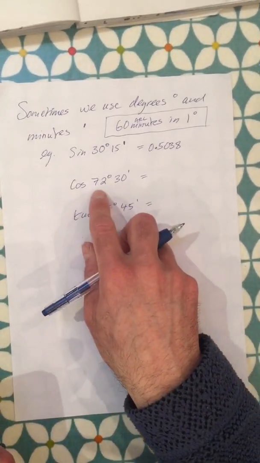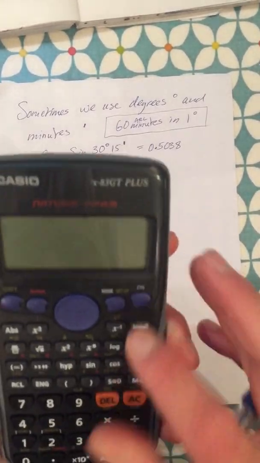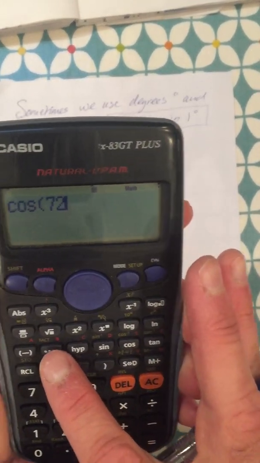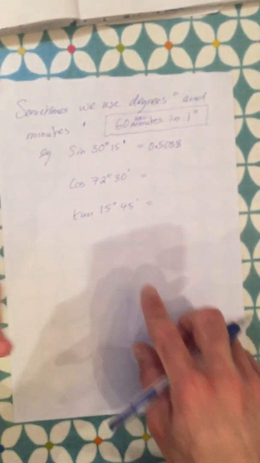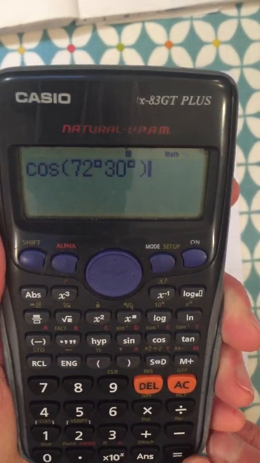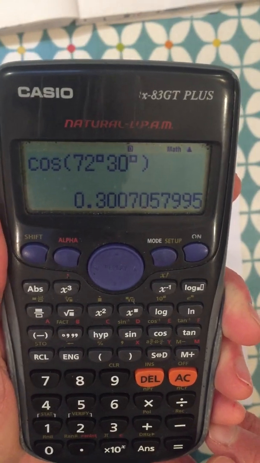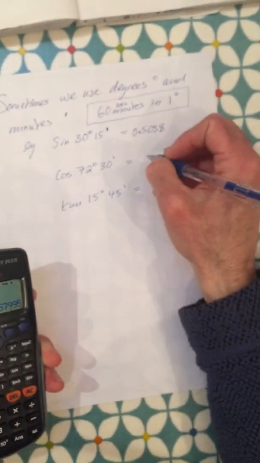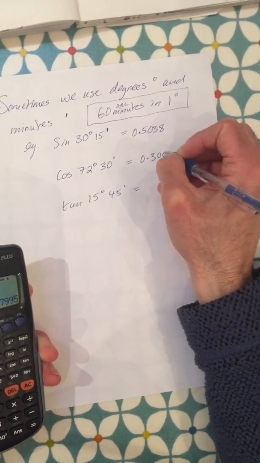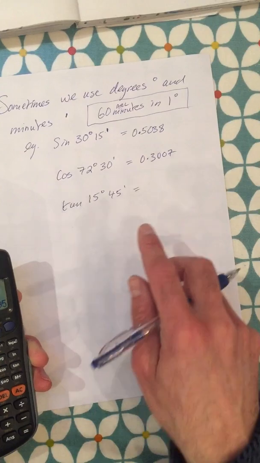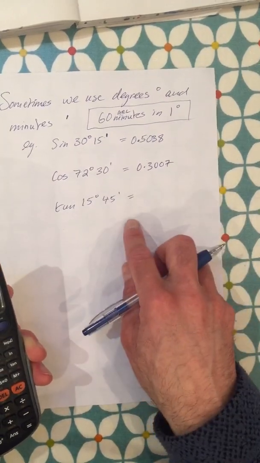If we do the next one, cos 72 degrees, 30 minutes. Cos 72 degrees, so I hit the degree button, and 30 minutes. Press it again, close the bracket, press equals, and up comes 0.3007.